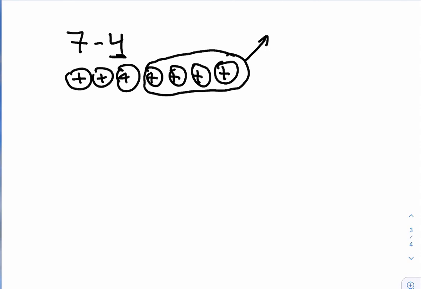Once I've removed the ones that I want to remove or subtracted them, the remaining chips are my answer. So in this case, I have 1, 2, 3 positive chips remaining. My answer is positive 3. Let's do another one here.